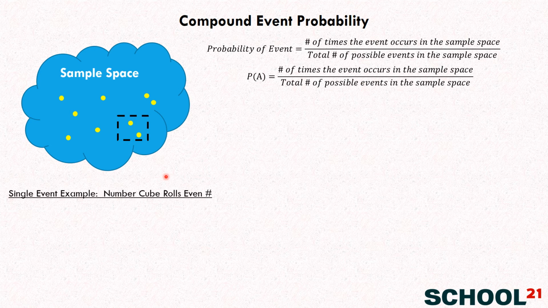Okay, so that might not make complete sense to you, but let's give it a couple of an example here. We'll start with a single event example. So eventually we're going to get to a compound event. That's when more than one thing happens. Like a compound word is kind of like two words put together. But this is just going to be a single event.